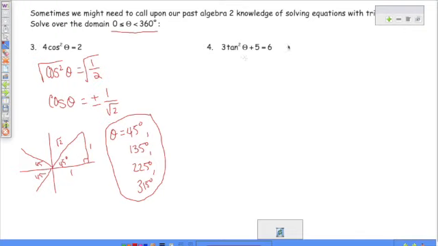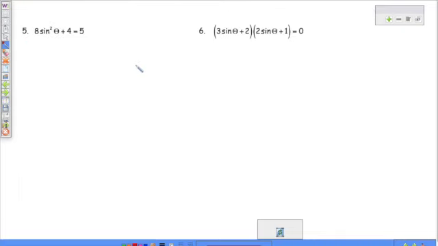It looks like something similar is happening here in number 4. I'm going to skip that one and let you guys do that one for homework. Again, something similar in number 5, but I'm going to do it with you. So let's see. So this becomes 8 sine squared theta equals 1. I subtracted 4 from both sides. I'm going to divide both sides by 8. Sine squared theta is equal to 1/8.